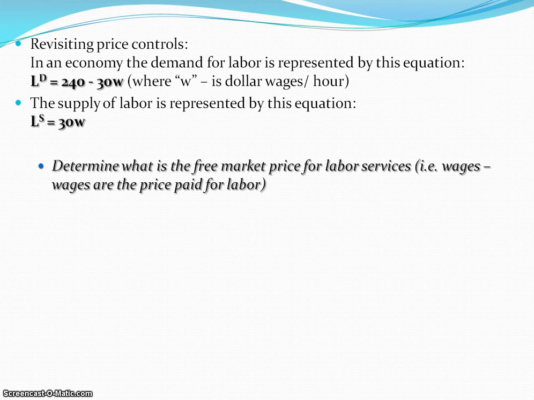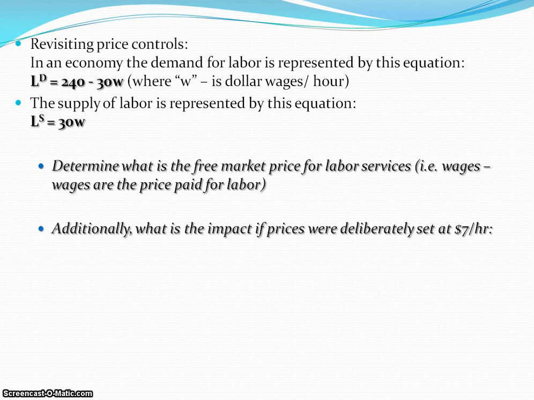Based upon the equations that we have here, what we want to do first of all is determine the free market price for labor services. That is wages. Remember, wages are the price paid for labor. So we want to determine the equilibrium wage rate, the wage rate that will result in the demand for laborers being equal to the supply of laborers. Additionally, we want to know the impact if wages were deliberately set at $7 per hour.